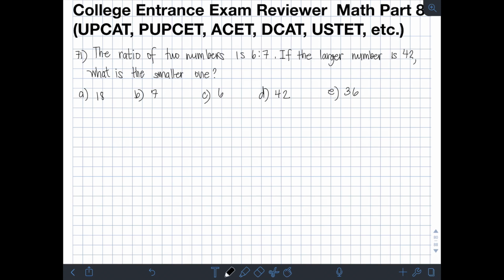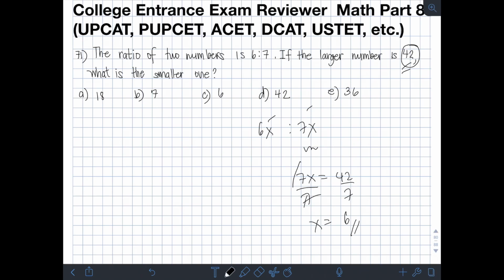Okay, kapag meron tayong given ratio ng two numbers, ang pwede natin gawin is i-multiply natin sila sa x, unknown variable. 6x is to 7x, right? And then, given yung larger number. So, obviously, dito sa ratio natin na 6x saka 7x, ang larger number is itong 7x, right? Tapos, equal daw siya sa 42. So, pwede natin i-equate yung 7x sa 42, then divide both sides by 7 to solve for x. X is equal to 42 divided by 7 or 6.